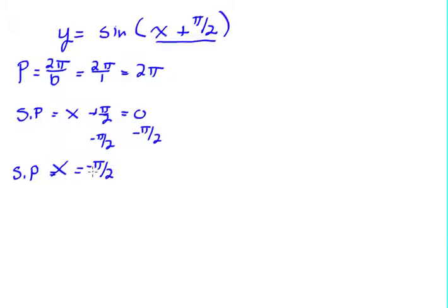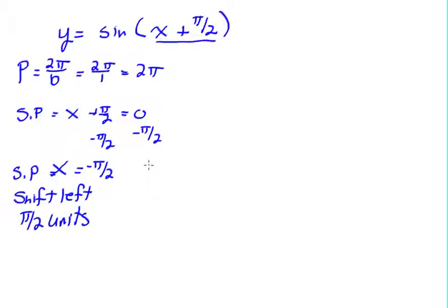So because it's at negative pi over 2 on the x-axis instead of 0, the graph is going to shift left. And it will shift left by pi over 2 units. All right, so that's the first thing we need to find, our starting point. Then we're only going to graph these for one period in the positive direction and one period in the negative direction. So we need to find those two endpoints.